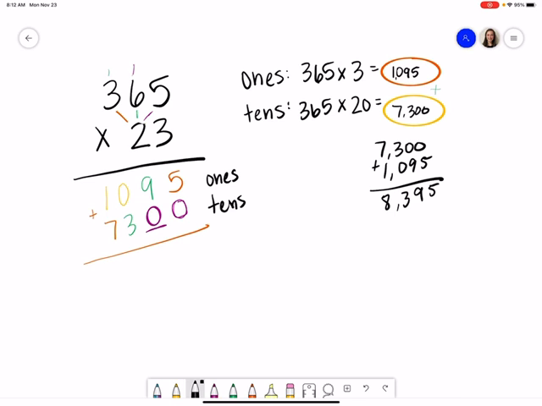And now we're just going to add them together. 5 plus 0 is 5. 9 plus 0 is 9. 0 plus 3 is 3. 1 plus 7 is 8.